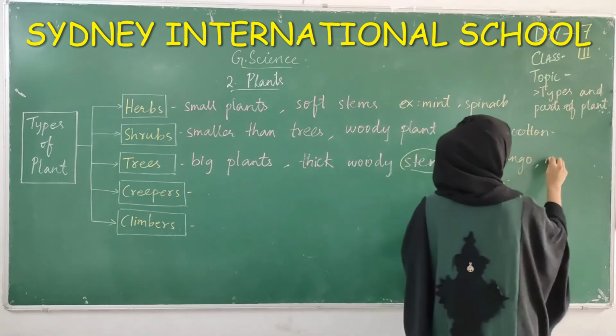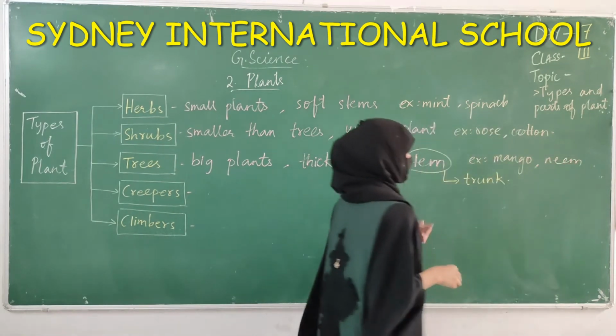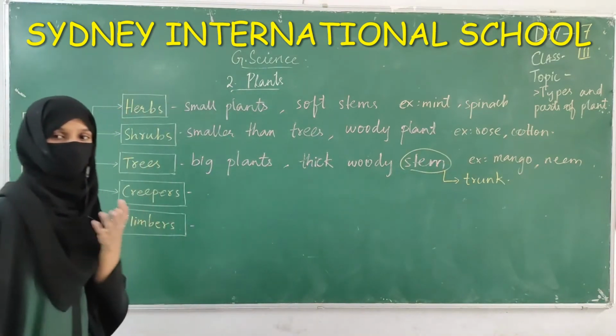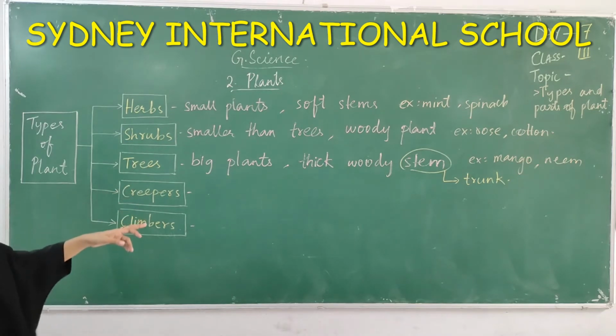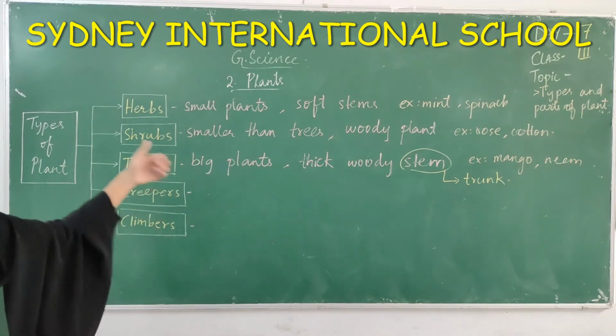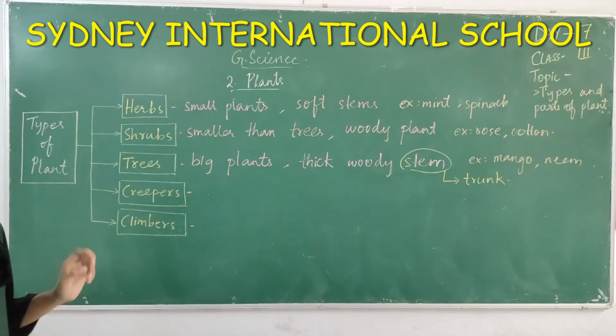Now example of a tree: mango tree, neem tree. Neem tree we can find on the roadside also. Many neem trees we can find easily anywhere on the roadside. So here trees are big plants with thick woody stem. The stem of a tree is called a trunk. Example, mango and neem.